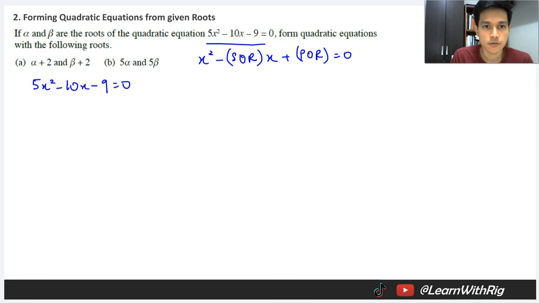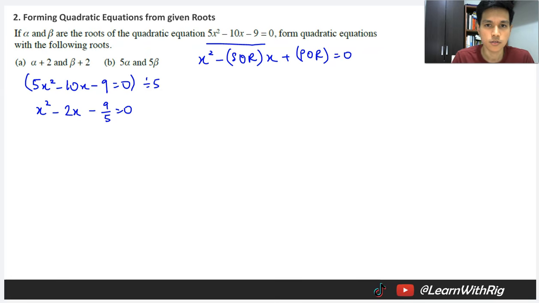Now you've already gotten this, correct? How do you make this into this format? By making the value here become 1. To make it become 1, you just have to divide the whole thing by 5. So you get x squared minus 10 divided by 5, which is 2x, minus 9 over 5 equals 0. Now you can start to compare this equation and this equation.